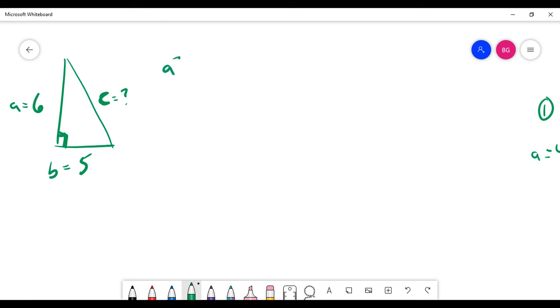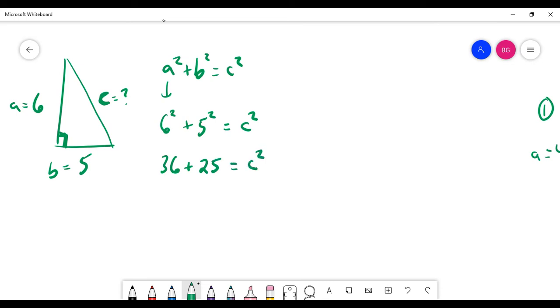So then we're going to use the Pythagorean theorem. A squared plus B squared equals C squared. We're going to put A is 6, so we're going to say 6 squared plus B, which is 5, so 5 squared equals C squared. So we're going to have an equation here to solve. 6 squared is 36, plus 5 squared is 25, and that is equal to C squared. Now we need to add up 36 and 25, which would be 51, which equals C squared.